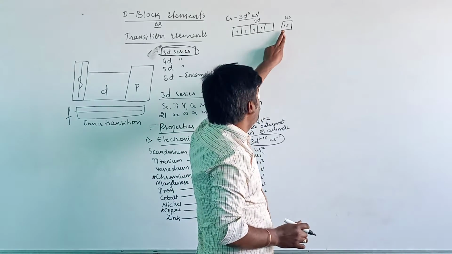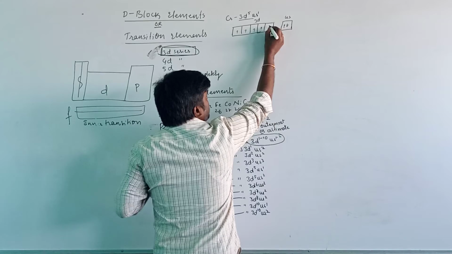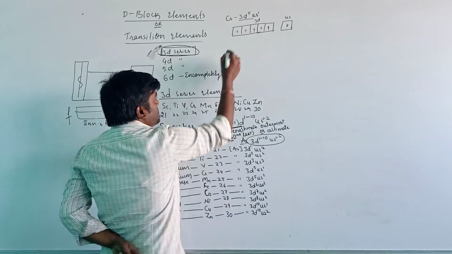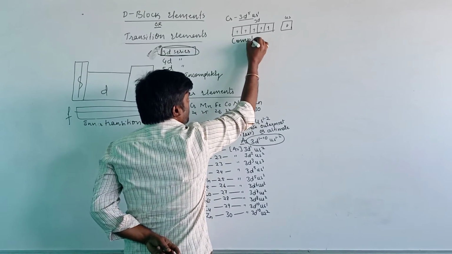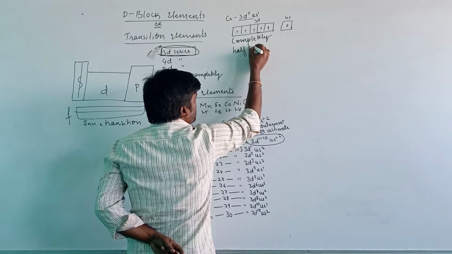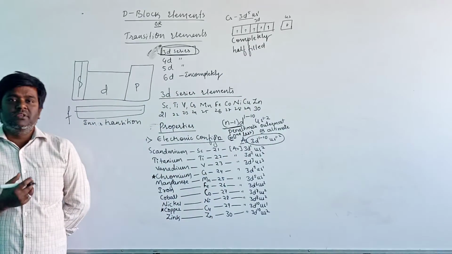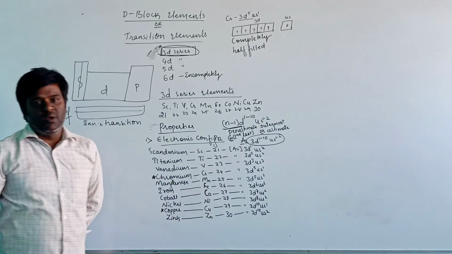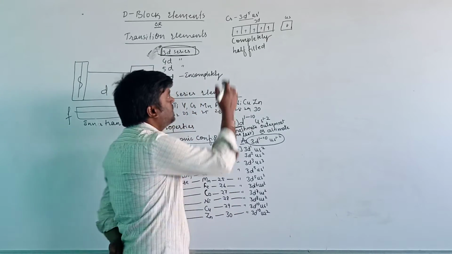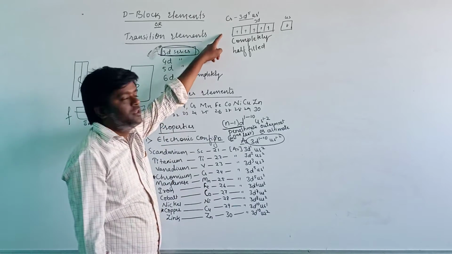Therefore, when an electron from the 4s orbital jumps to the 3d orbital, it gets a completely half-filled d subshell. Half-filled gives extra stability. Therefore, the electrons cannot easily be removed from the 3d orbital, and it requires a high amount of energy to release an electron from the 3d orbital. Therefore, this is the exception case for chromium.